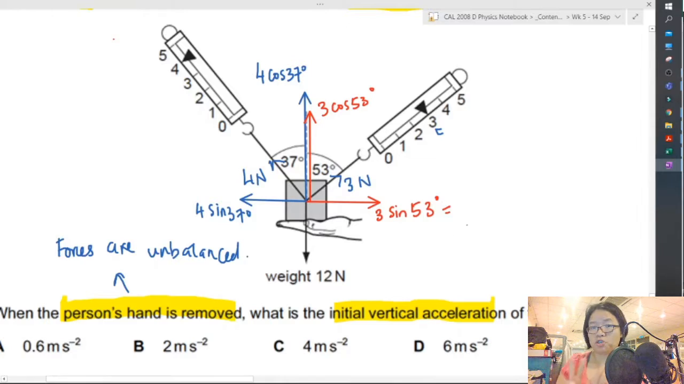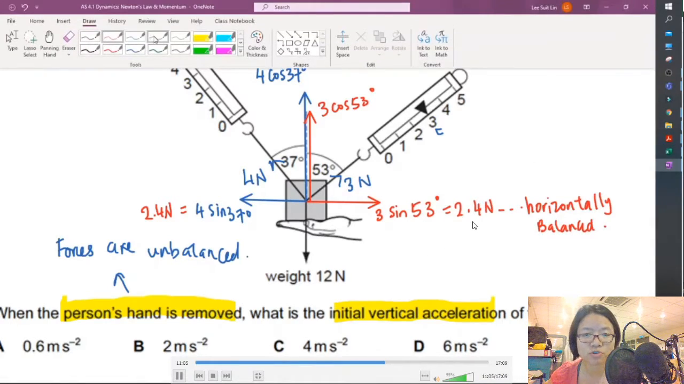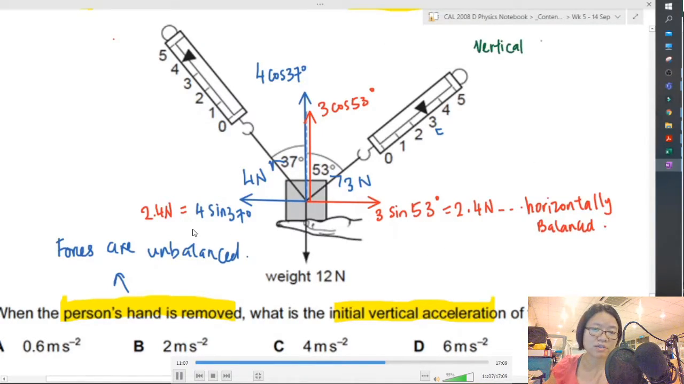Now just to double check, I believe that the horizontal forces will cancel out. So I press my calculator. 3 sine 53 is 2.4. 4 sine 37 is 2.4. So 3 sine 53 is 2.4, 4 sine 37 is 2.4. So this means horizontally is balanced.